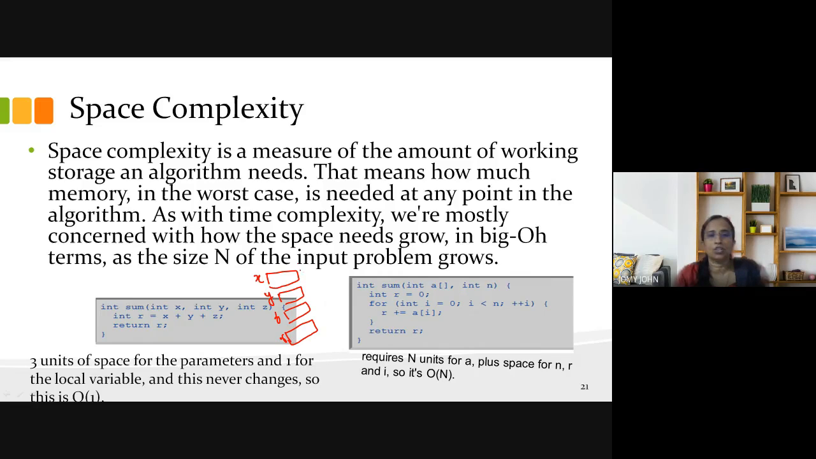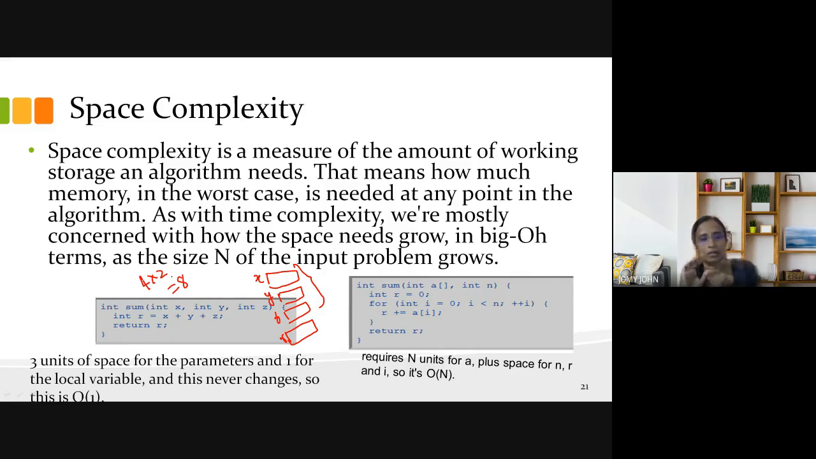Okay. So 3 units of space for the parameters x, y, z, and 1 unit of space for the local variable r. So altogether 4 units of space. These are all integers, so 4 into 2 equals 8. 8 bytes are required for this program to run.